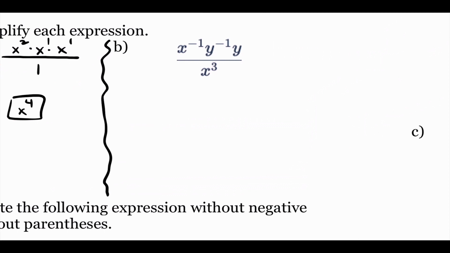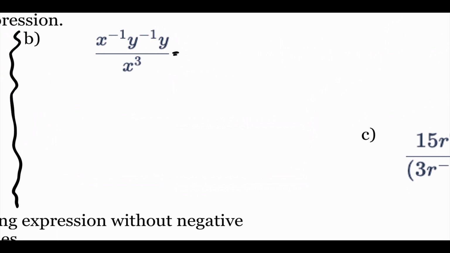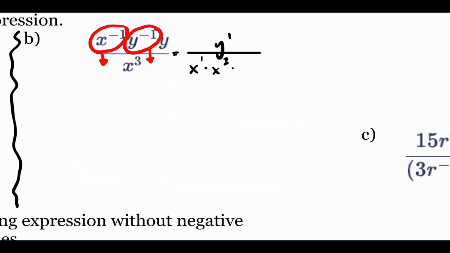Okay. Letter B. Parentheses. Nope. Negative exponents. Yes. So let's move the elevator. Some of these need to move down. Looks like they're just moving down. Rewrite. So on top, I just have y to the first. On bottom, I have a couple other things. I have x to the first. I have x to the third. And then I have y to the first.